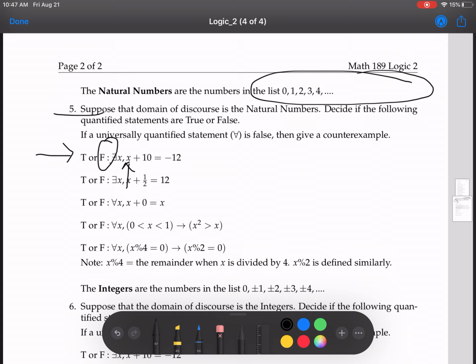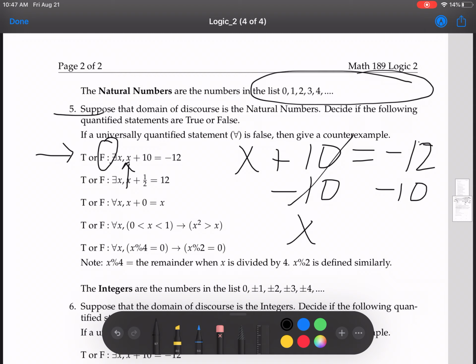Another way to kind of see this, right, is you could solve for x. So x would have to be negative 22. Well, that just can't be the case, right? Because our domain of discourse is only the positive counting numbers and 0, the natural numbers. And negative 22 is not one of those numbers, so it's got to be false.